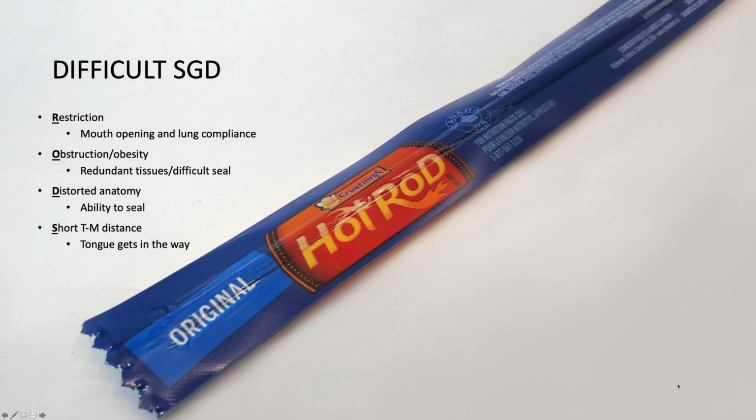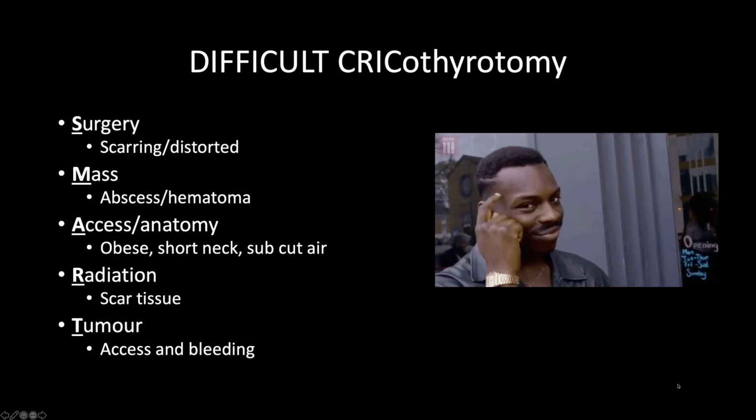Secondly, does the patient have any upper airway obstruction, which would preclude ventilation with the SGD, or are there redundant tissues either in the posterior pharynx or on the chest, which would require high airway pressures, which may not be able to be generated with a supraglottic device? Is there any sort of distorted anatomy from previous surgeries or radiation, which would make seal difficult? And then lastly, a short thyromental distance, which is basically a small mandibular space, which would mean that there's not enough room to insert your SGD.